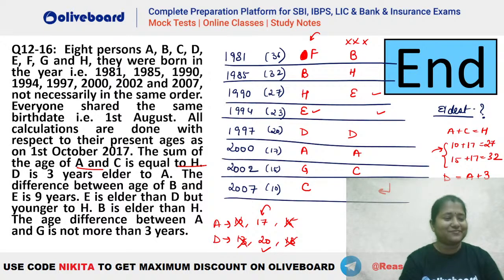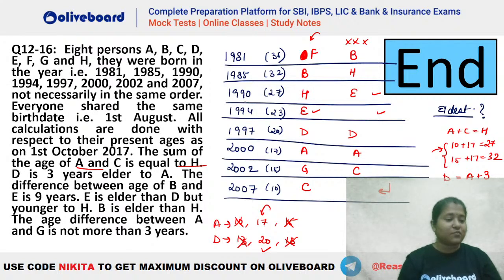Are we clear where we went wrong? सबको समझ में आया कहाँ पर गलत हुआ था? Ma'am, difference between A and G is not more than 3. Absolutely, it should not be more than 3. है ना? Devi, what is the meaning? The meaning is that the difference between A and G should not be more than 3.